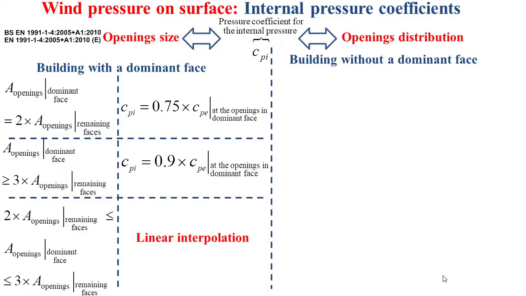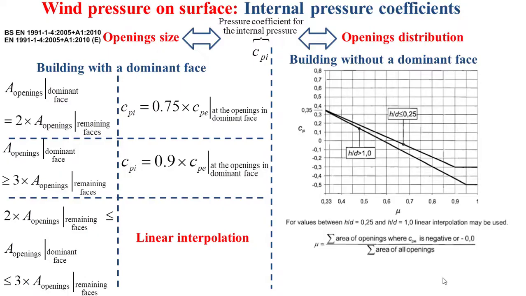It's to note that if the openings in the dominant phase are located in zones with different external pressure coefficients, in this case we should use an area-weighted average value of CPE. Now, for the case of building without a dominant phase, the internal pressure coefficient is determined based on the chart that you see now in this slide.